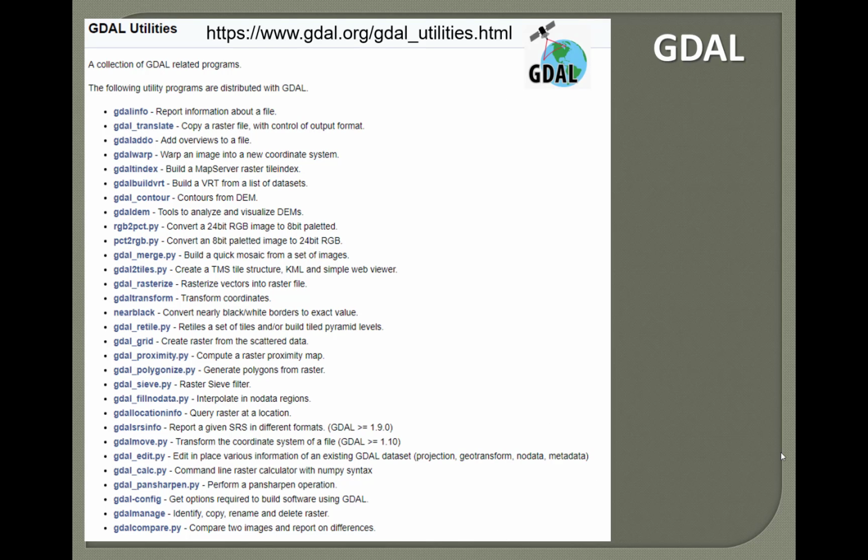GDAL also comes with command line utilities. It has quite a few more. Some of these are for creating shaded relief or contours from a DEM, or reprojecting an image, etc. And again, you can visit this URL to see what some of these commands do.